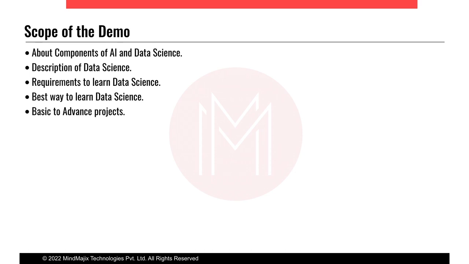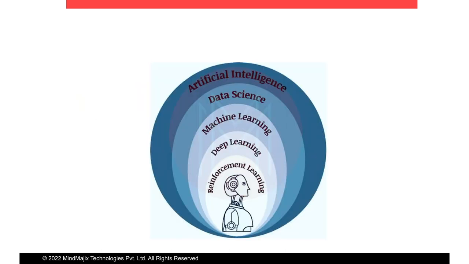So coming to the scope of the demo, this demo is all about components of AI and data science, and I will be giving you a description of data science and requirements to learn data science. And I will give you an overview of the best way to learn data science, and I will be explaining the basic to advanced projects which you will be learning in this course. So let me tell you about components of AI and data science.